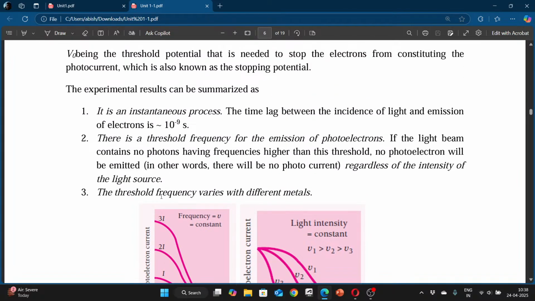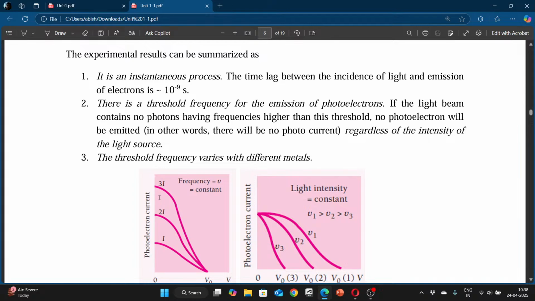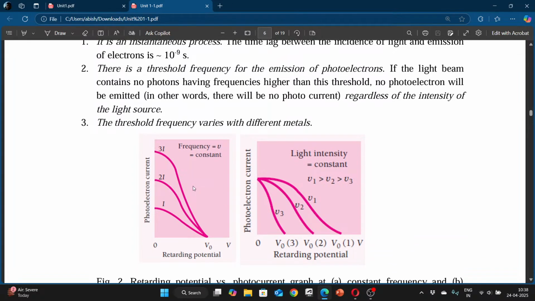If the light beam contains no photons having frequencies higher than this threshold, no photoelectrons will be emitted, regardless of the intensity of the light source. Threshold frequencies vary with different metals. So as you see, this is constant here. The photoelectric current is different because of the retarding potential for the different frequencies. Hence the retarding.